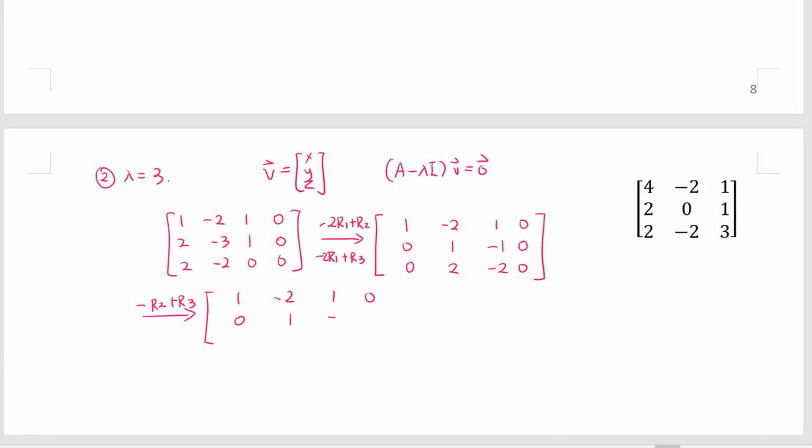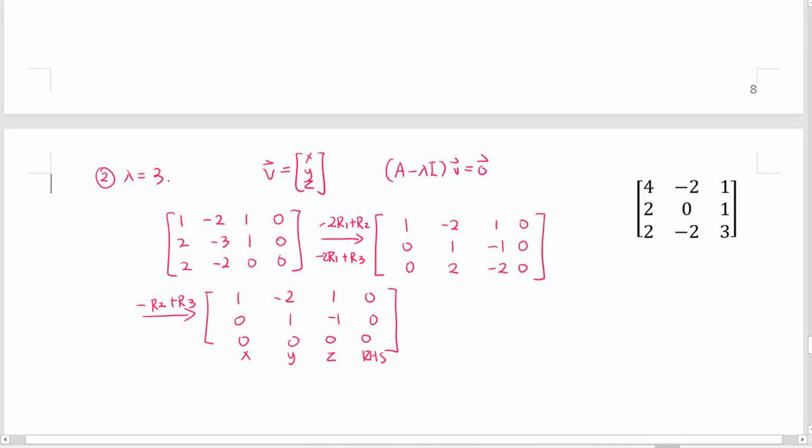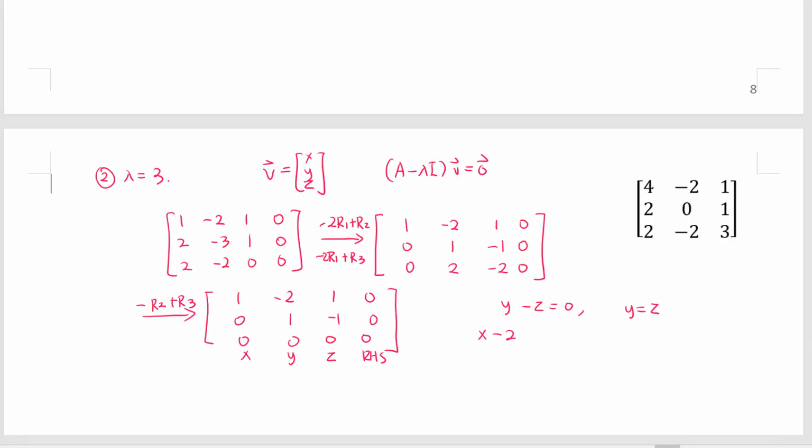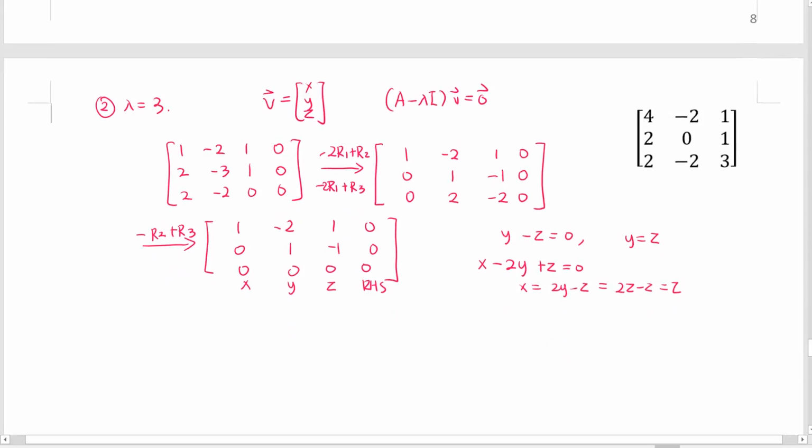0, 1, negative 1, 0. 0, 0, 0, 0. We always get the last row just zeros. So this is x, this is y, this is z, and this is the right-hand side. The second row tells us that y minus z is 0, so y equals z. First row: x minus 2y plus z is 0, so x equals 2y minus z, but y is z, so 2z minus z is z. So x, y, z are the same.